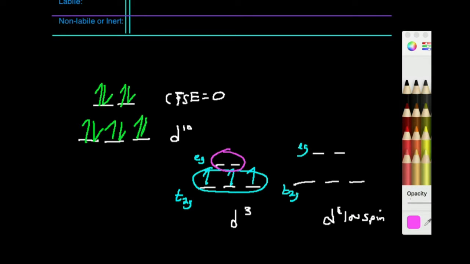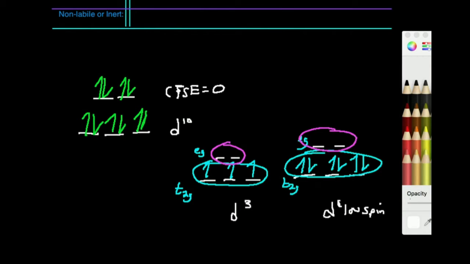If we come and look at D6 low spin, we're just going to put these electrons in like this because it's low spin. Again, there's symmetry in the degenerate orbitals. In the EG, there's none, and in all the T2G orbitals down here, there's 2 in each. And because of that symmetry, generally D3 and D6 low spin are going to be very inert.